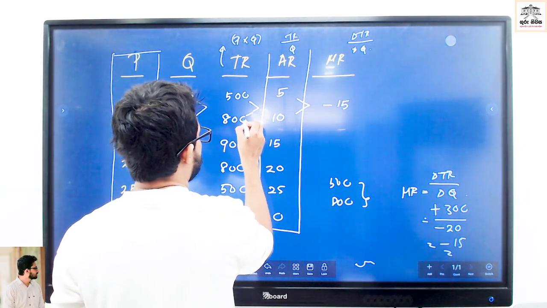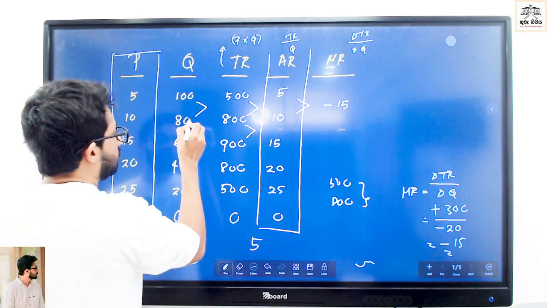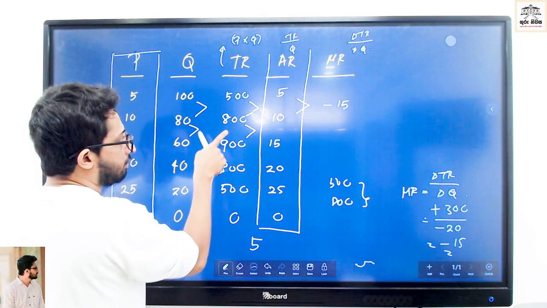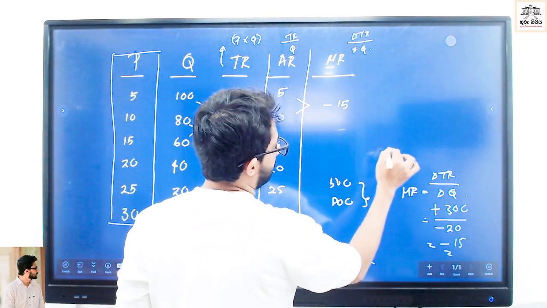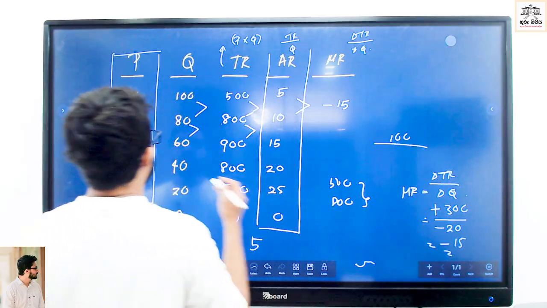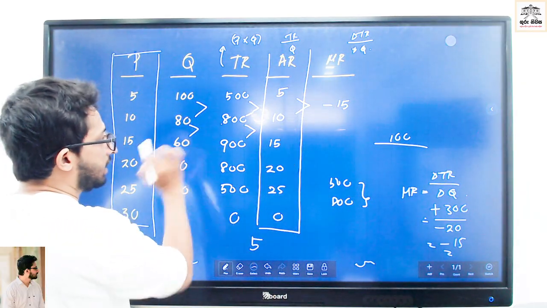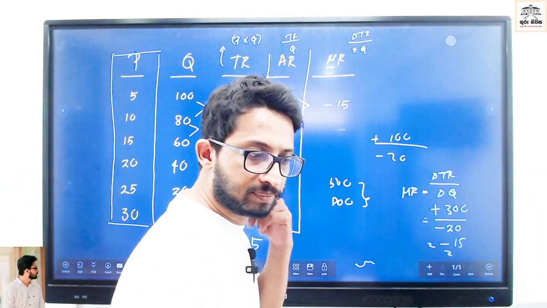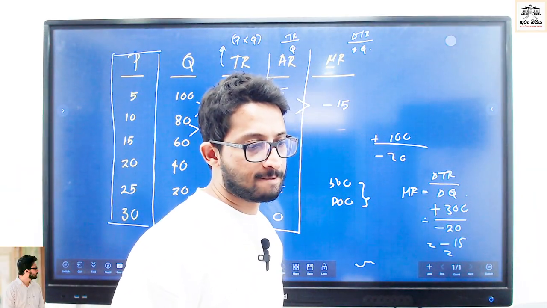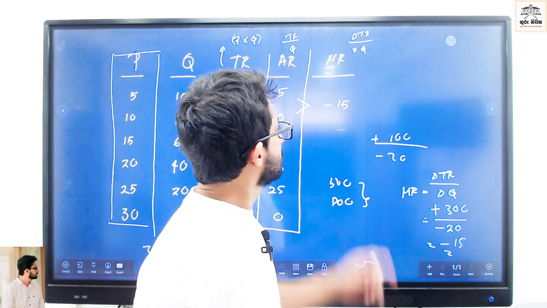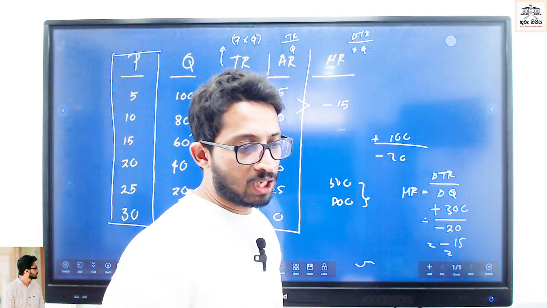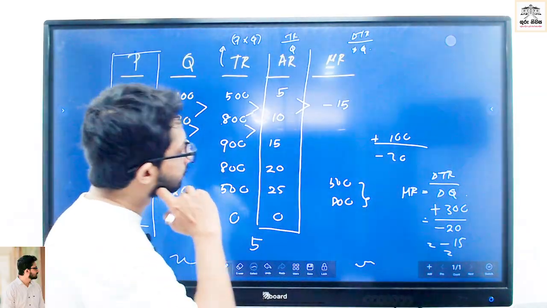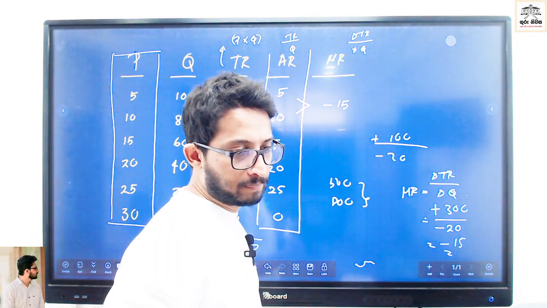Then calculate marginal revenue for the other two outputs as well. Here, change in total revenue is 800, 900, meaning 100, over change in quantity, again minus 20. Plus 100 over minus 20. How much is the value? Deepna, how much is the value? MR, marginal revenue, it should be plus 100 over minus 20.